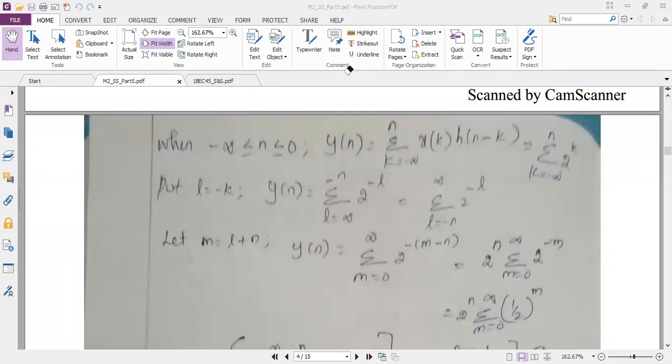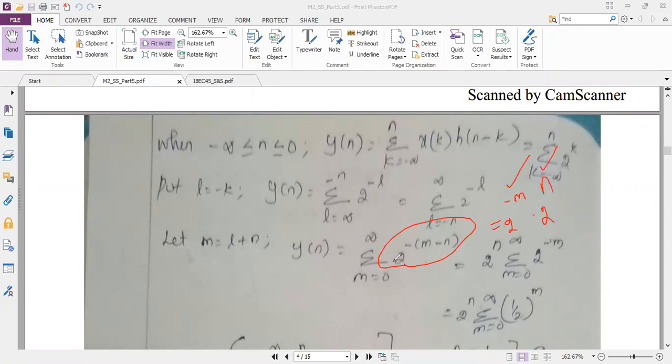So easily I can apply the formula, but before that, if any constant term is there, I can move it out. If I expand this, it will be 2 power minus m into 2 power plus n. Can anybody guess and tell me, out of these two power values, which is constant and can be moved out?